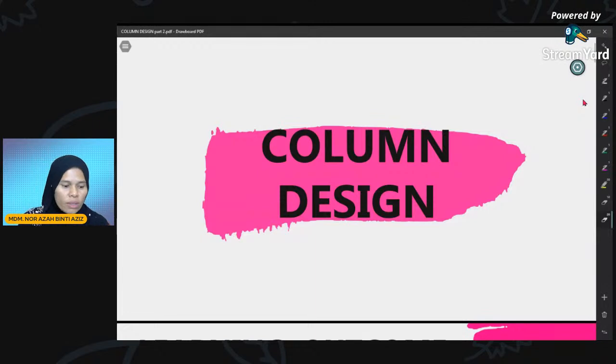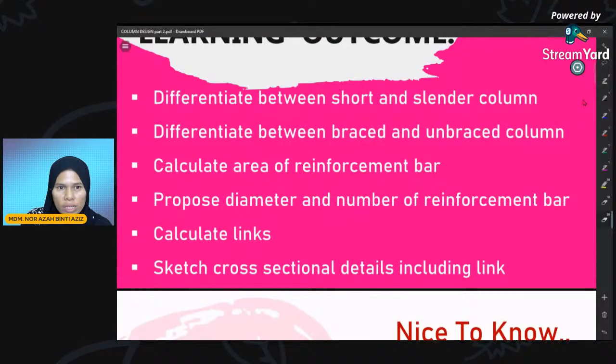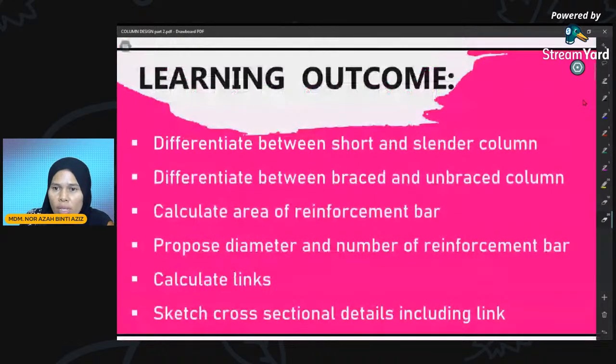Okay. So last week we just went through beam design. Now we continue to column design. After my sharing, I hope all of you can differentiate between short and slender column. Second, you can differentiate between braced and unbraced column.